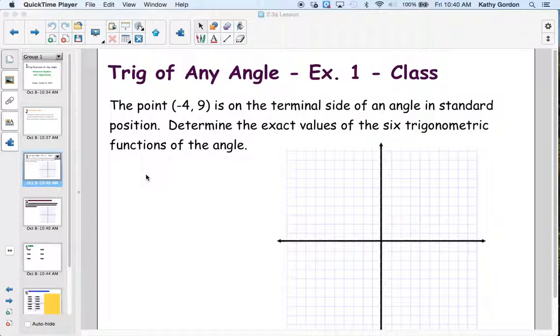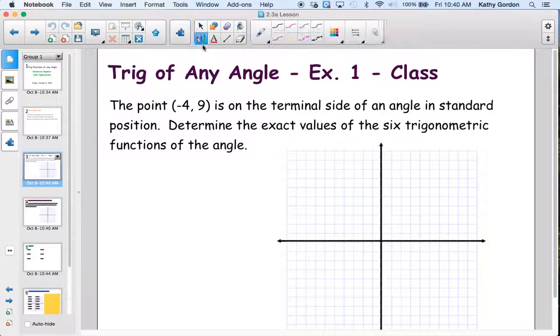Let's say that we're told that we've created an angle, so it's in standard form, which means that we've started out here on the positive x-axis, and we've started rotating around to create an angle, and where the terminal side stopped goes through the point -4, 9.